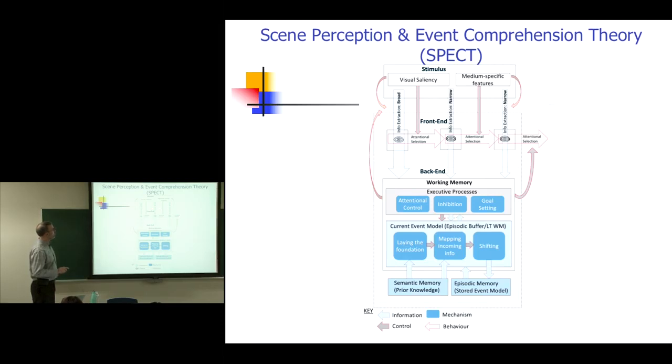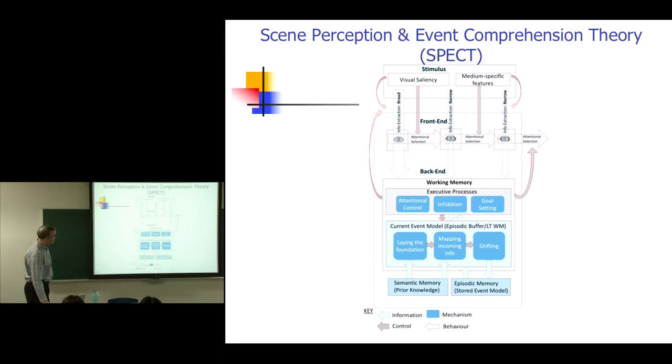The front end is mental processes that happen during single eye fixations. That's why we have this little eye icon here. Then we have what we call the back end, and those are processes going on in memory, not in perception, but in memory. We have short-term memory, or working memory as we call it, and we also have long-term memory.